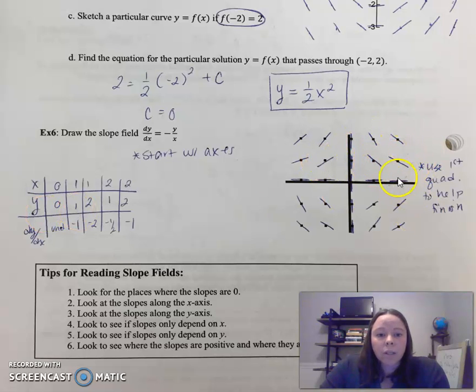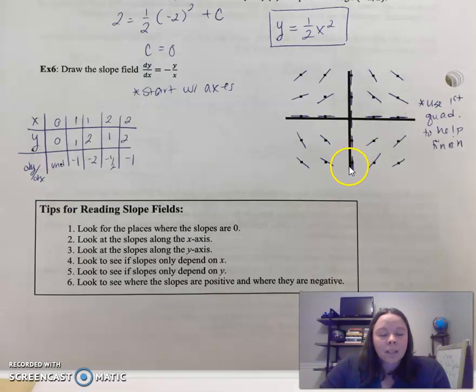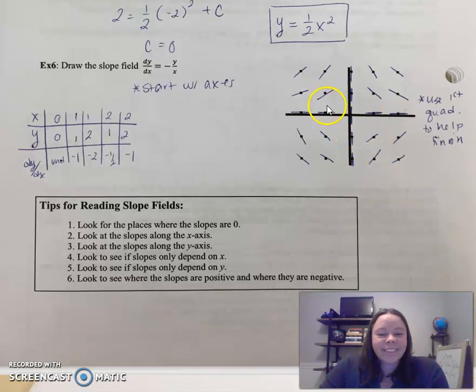So plug in (1, 1). As you can see, if you plug in (1, 1), you'll get -1. So that's what I tried to do, a little tick mark that has a slope of -1. And hopefully you kind of get the idea. So can you kind of see that this graph is probably going to be something like this, right? And it's just tedious, but you'll be okay.